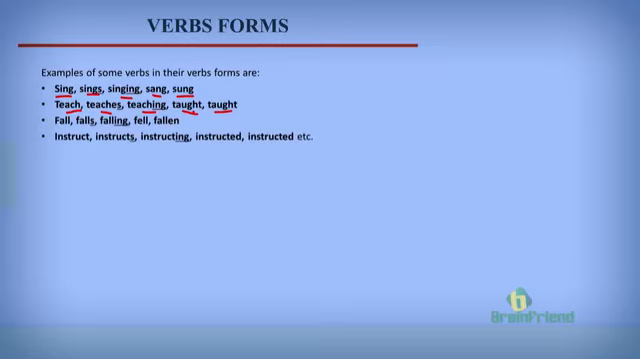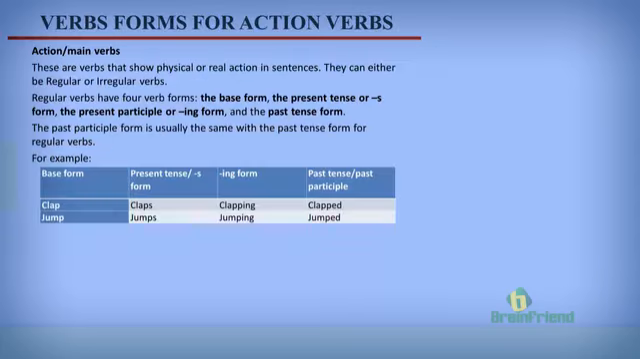And then the verb fall: base form, S form, ing form, past tense form, and past participle form. Same thing for instruct: base form, S form, ing form, past tense form, and past participle form. Now let's look at verb forms for various types of verbs. We are going to start with looking at the action or the main verbs.